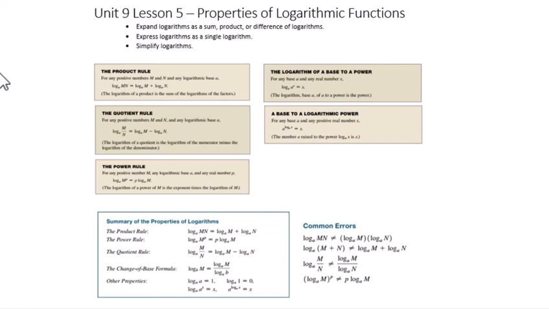We have a logarithm with a base of a power, which is very similar to what we were doing in Unit 9, Lesson 4. When you have the base to a base, it equals the exponent. And then this one, a base to a logarithmic power. Basically, if you have an exponent that matches the base, or if you have a logarithm, which is an exponent, to the base that is the same base, then it equals whatever that big number is, the x.